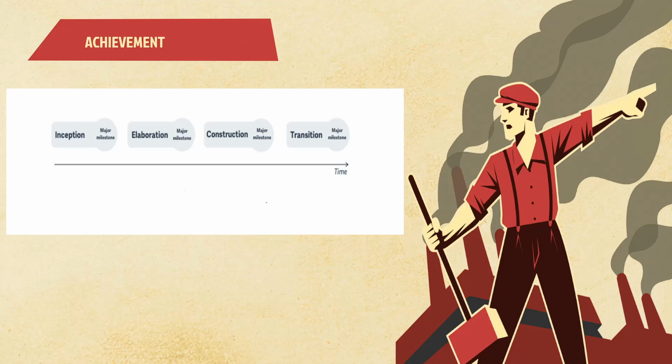So, the achievement of our project during PSM1 and PSM2: we completed all the phases of the Rational Unified Process: the inception, the elaboration, the construction, and the transition. Everything we finished in PSM2. Especially in PSM2, we did the construction and transition part.